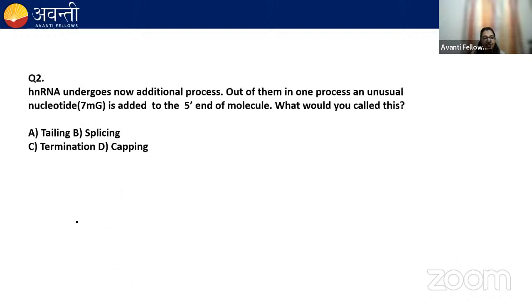Next one is: hnRNA undergoes now additional processes. Out of them, in one process, an unusual nucleotide, which is 7-methylguanosine, is added to the 5' end of a molecule. What would you call this? Option A is tailing, option B is splicing, option C is termination, option D is capping. What do you think? What will be the correct option?